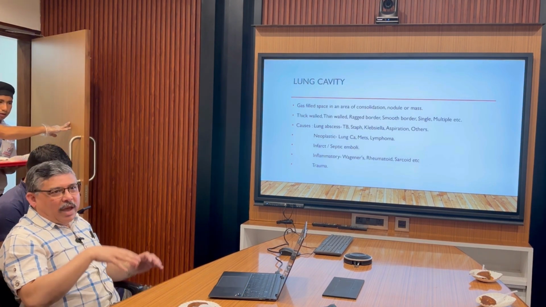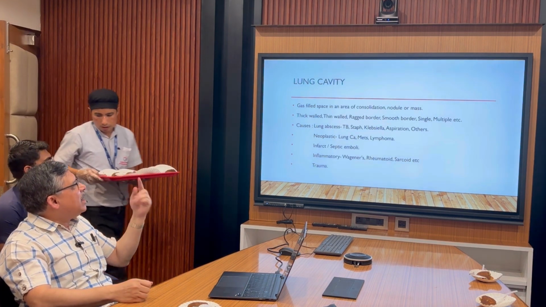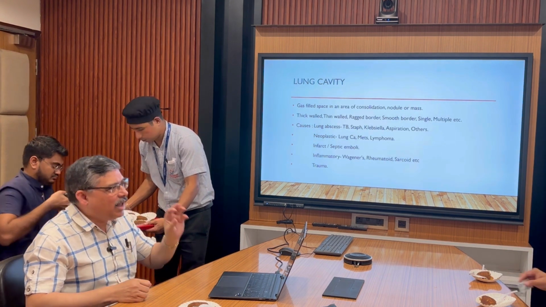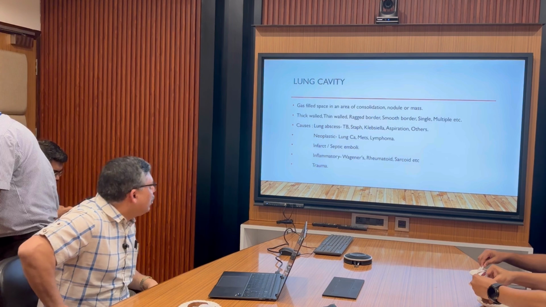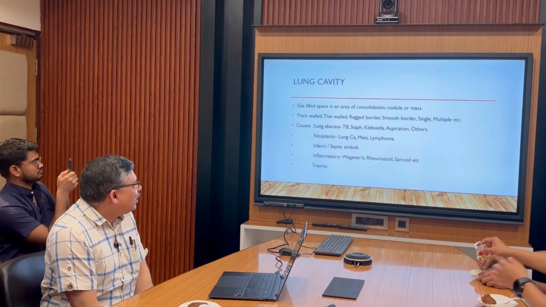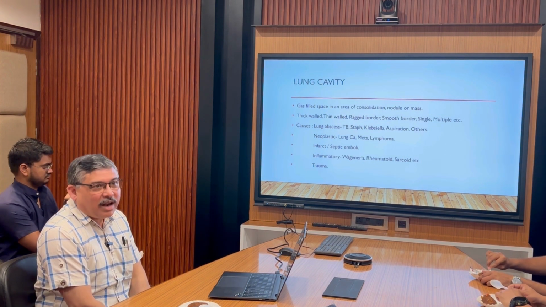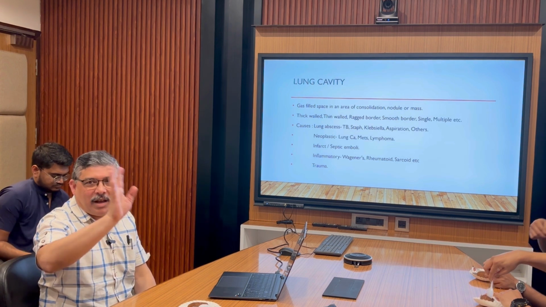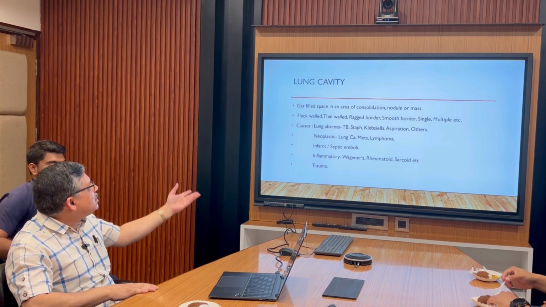So now let us go to cavity, lung cavity. So what is a cavity? It is a gas filled space in an area of consolidation. It is a gas filled space inside a consolidation, mass or a nodule. Okay. So it can be thick walled, thin walled, it can be ragged border, smooth border, it can be single, it can be multiple. So different diagnoses are there for different combinations of problems.